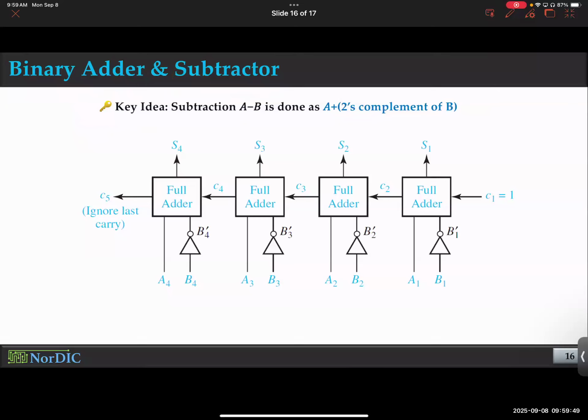And how do you take 2's complement of a number? Imagine you have a binary number n. You first flip it, so you just invert the number, and then add 1 to it. That's how you get 2's complement, right? Folks, are you all with me? Okay, let me just quickly finish this first.